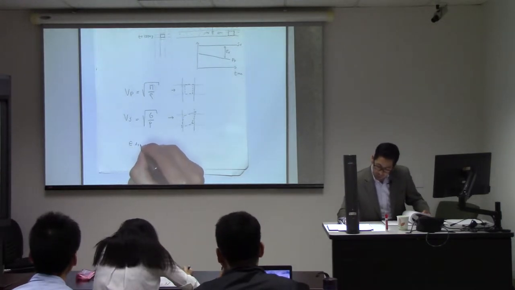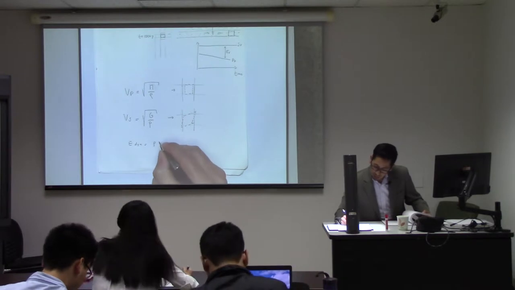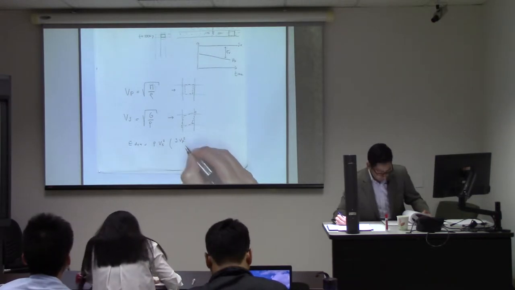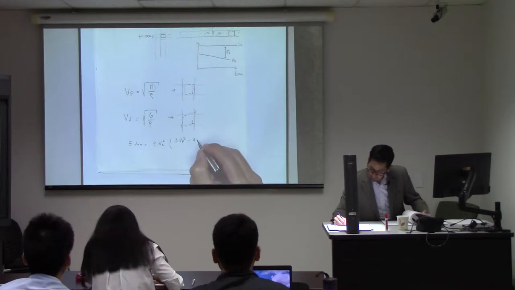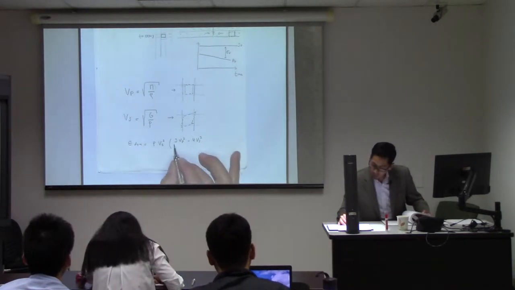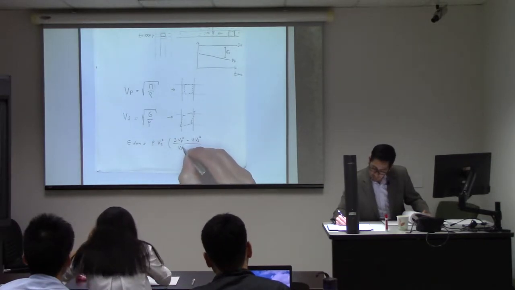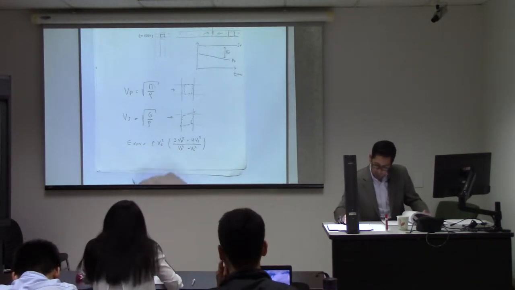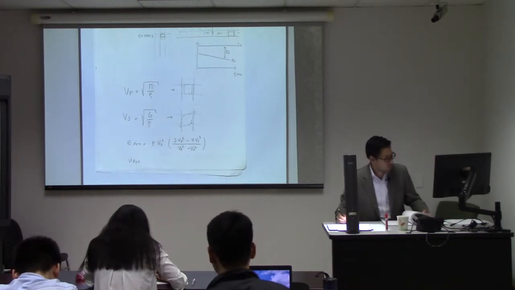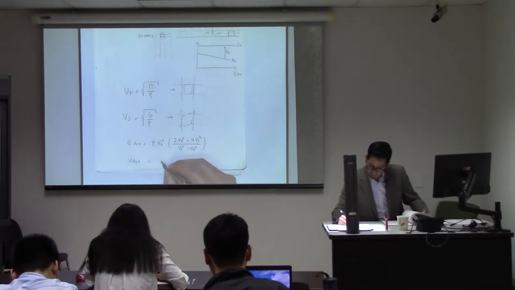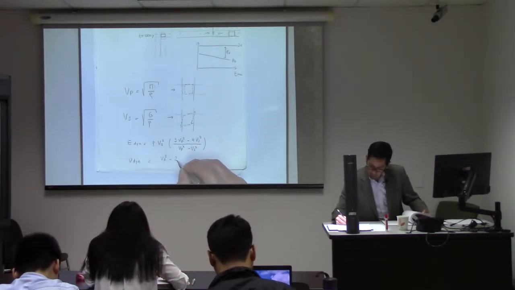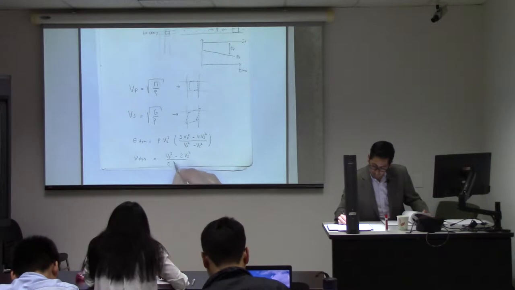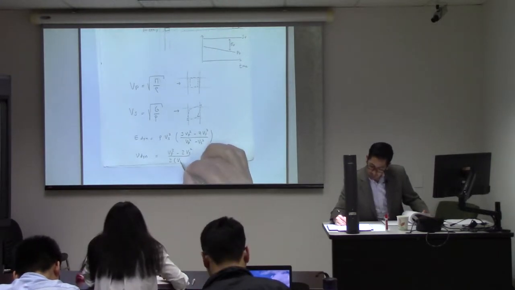The dynamic Young modulus is going to be equal to the density times shear wave velocity squared times 3 Vp squared minus 4 Vs squared, divided by Vp squared minus shear wave velocity squared, all of that. And the dynamic Poisson ratio is going to be this number divided by this difference.